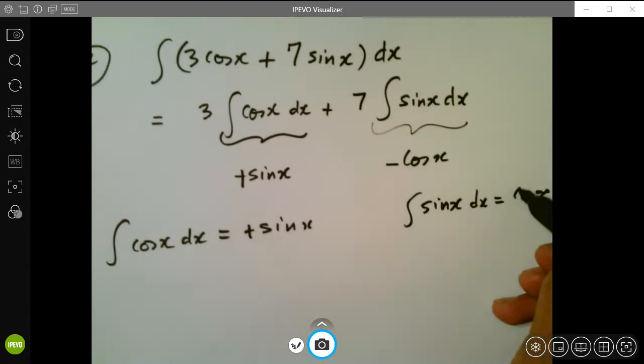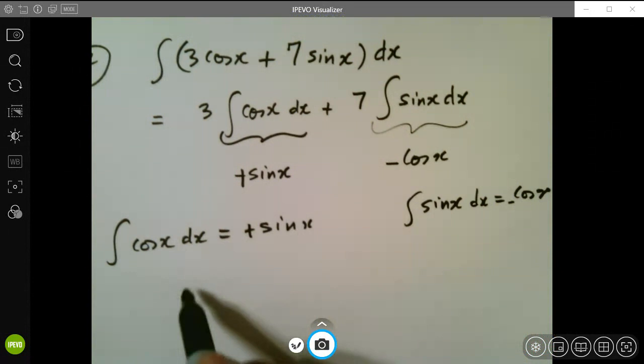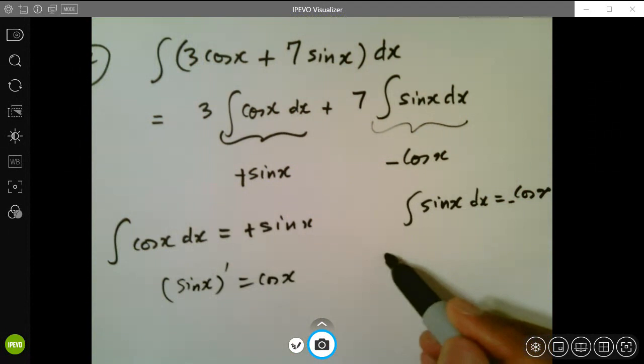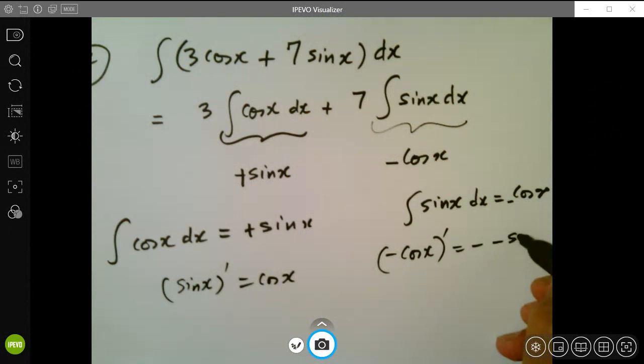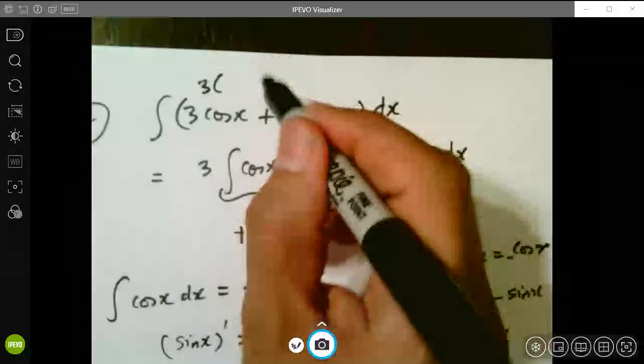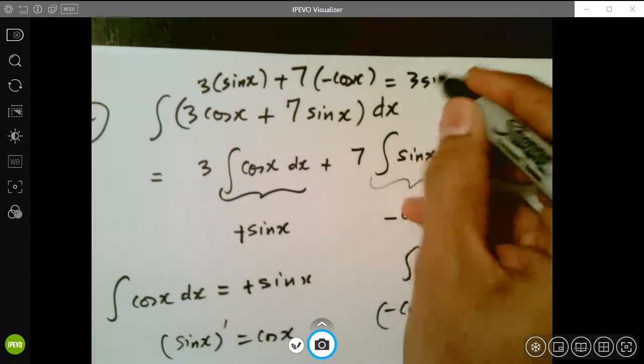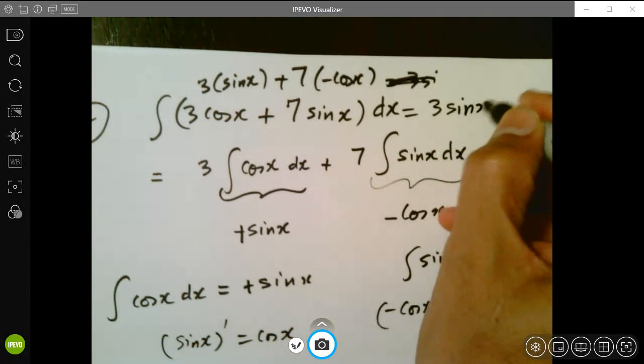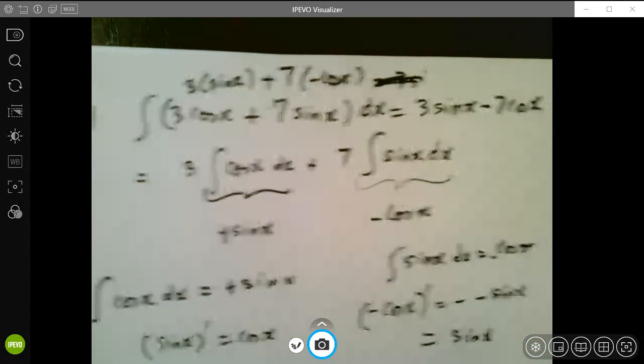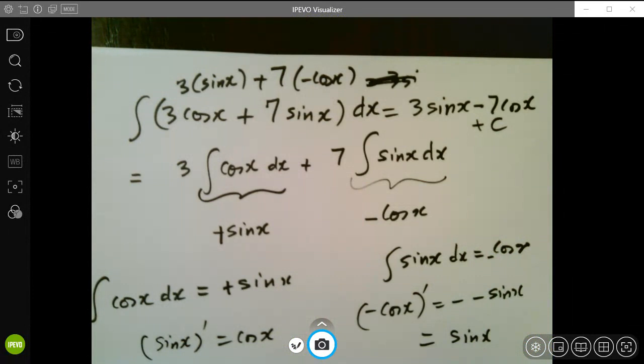Yeah, you have to be careful here with the sign. If we derive sine x, the derivative is cosine x, and if we derive minus cosine x, the derivative is sine x. So you have to be very careful. This one becomes 3 times sine x plus 7 times minus cosine x, which is 3 sine x minus 7 cosine x, plus a constant. Okay, that's the second problem.